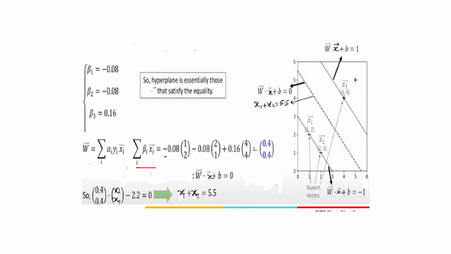So you substitute the values of 0.08, 0.08, 1.6, and you get the values of x1 and x2, right? Basically that's how you do it. So you get x1 plus x2 is equal to 5.5, which is nothing but your line. That's the straight line, the best fit line. W dot x plus b is equal to 0 is x1 plus x2 is equal to 5.5, right? And then we also know what our x1, x2 values are. We also know what the support vector x3 is.